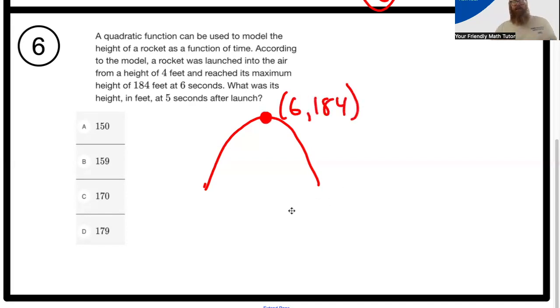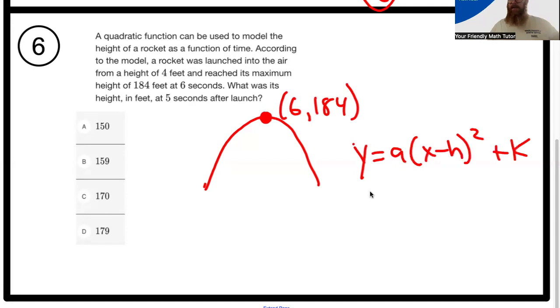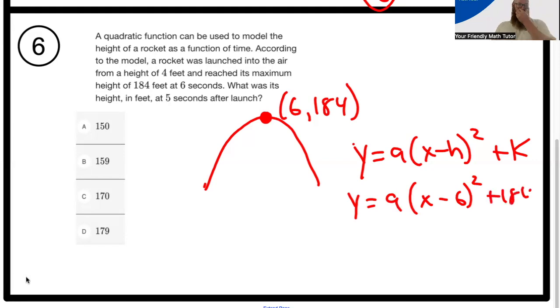What's the height after 5 feet? So when they give you the vertex, you want to use vertex form. So vertex form is y equals a times (x minus h) squared plus k. And then they're telling us h and k are the vertex. So what we know now is it's y equals a times (x minus 6) squared plus 184. All right, so projectile motion problems, you're going to want to use vertex form.